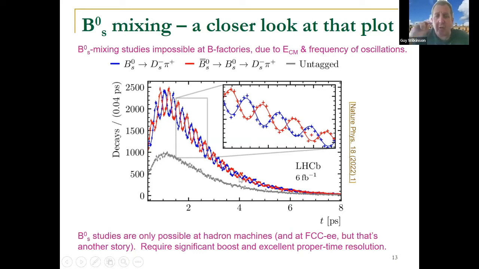This needs very good time resolution. This is where the boost of the B system at the LHC and the very high precision of the vertex detector comes in, and is very important. So I think one of the most glorious plots. Print it out and put it on your bedroom wall.